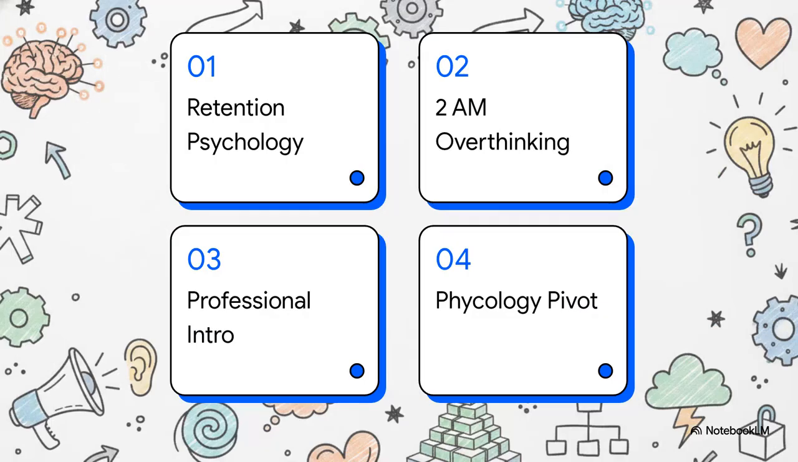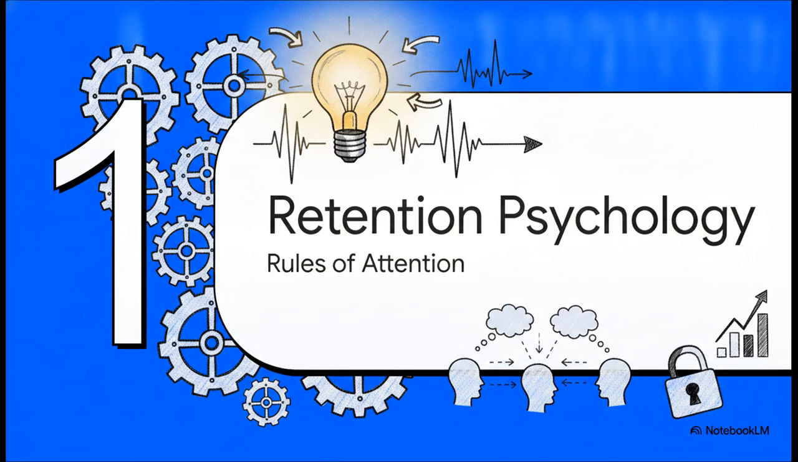So here's our game plan. First, the psychology of retention. Second, stopping 2 a.m. overthinking. Third, crafting the professional intro. And finally, number 4, the psychology pivot. Starting right off with Section 1, the psychology of retention.